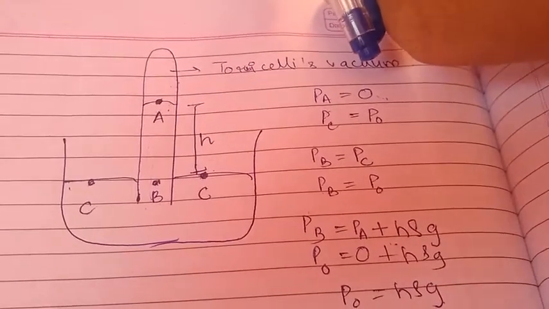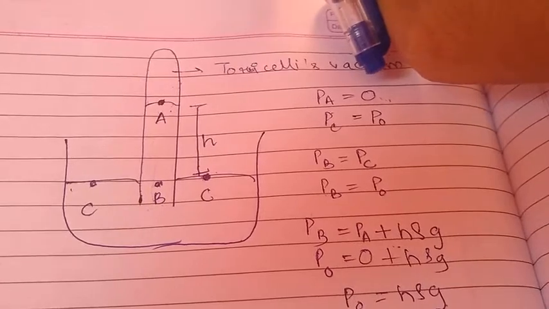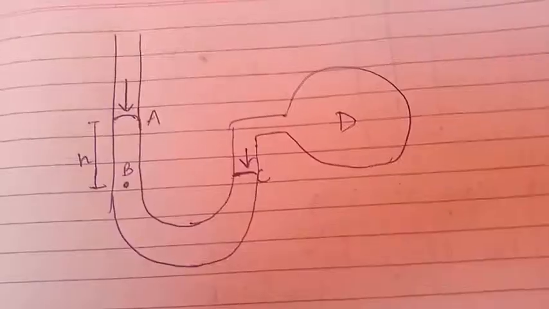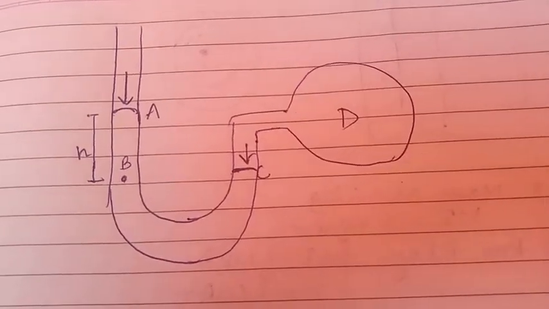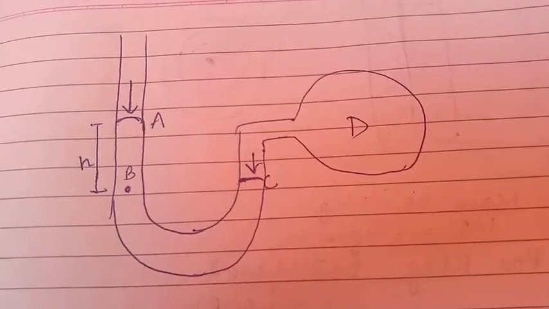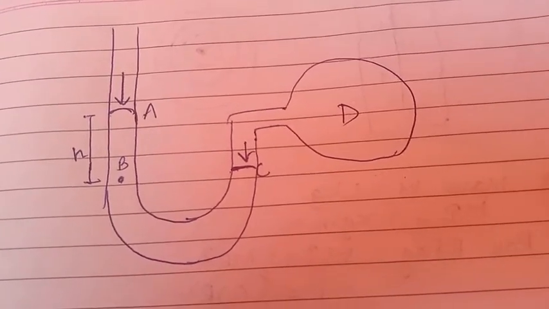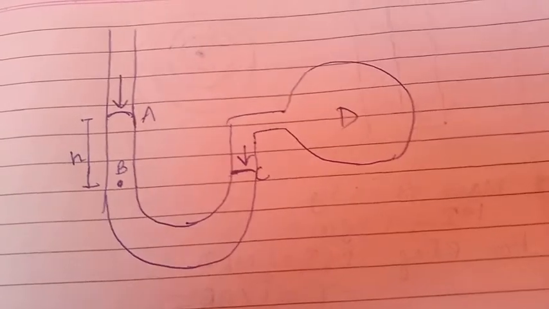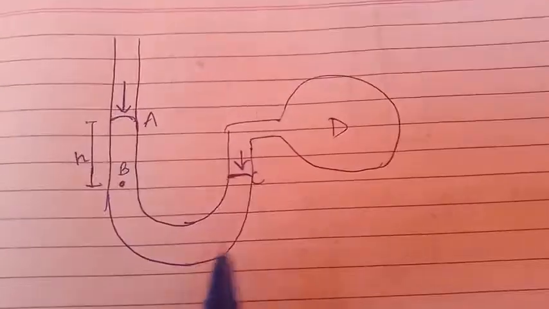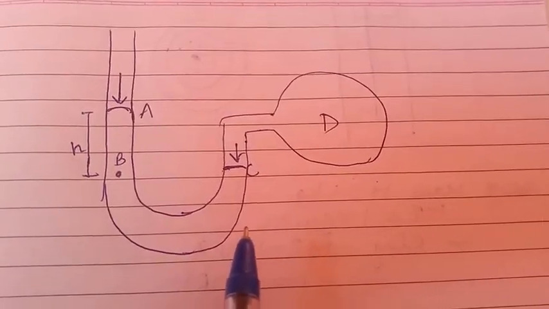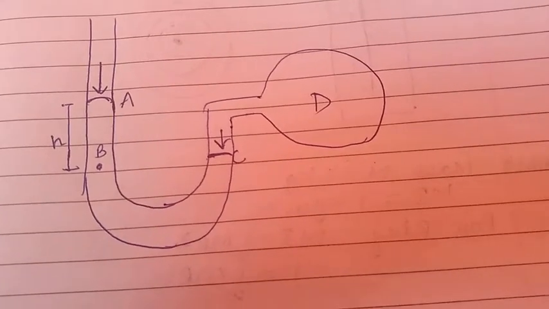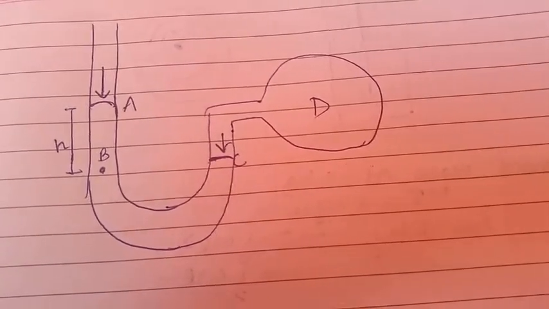Then the next instrument to measure the pressure is the open tube manometer. You can see in this diagram, a manometer is basically a U-shaped tube partly filled with a low density liquid. Inside this U-shaped tube there is a low density liquid, say water or kerosene, and we use a low density liquid because we can get two different levels of the liquid.